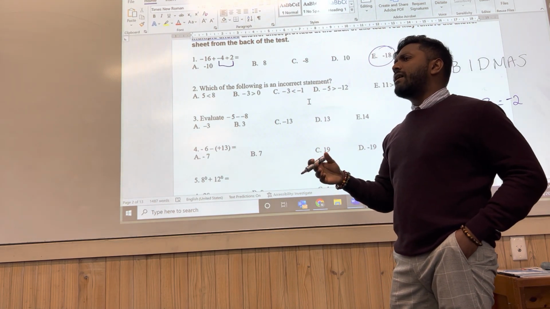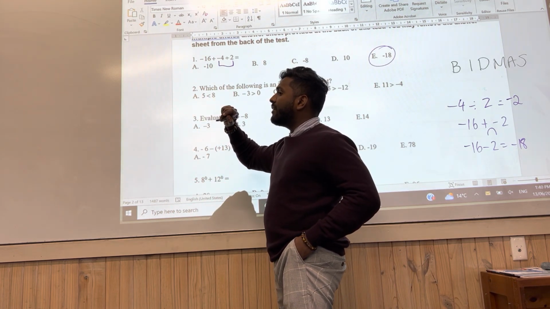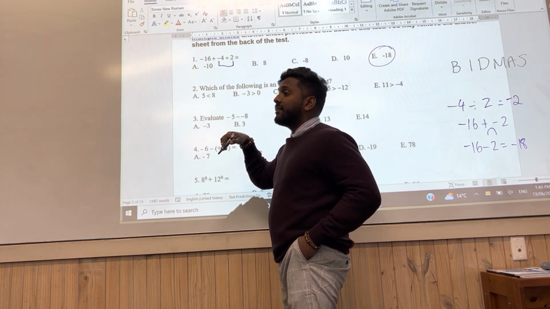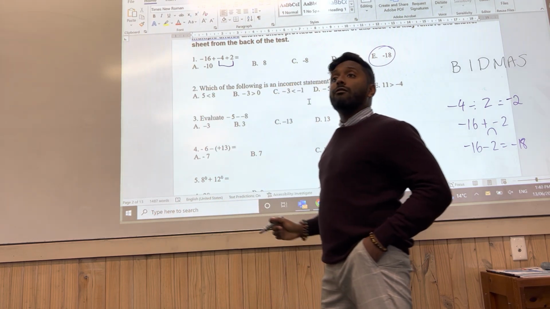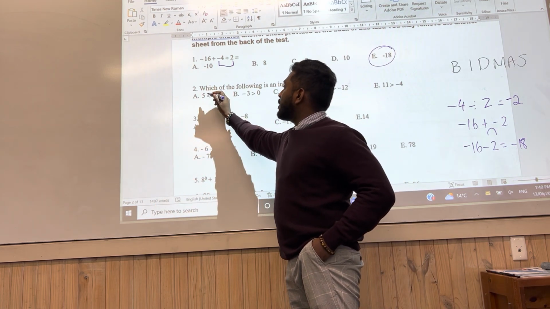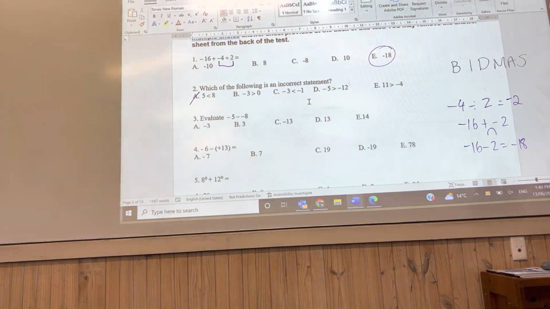Correct. Or what's another way to say it, Malale? This statement, 8 is bigger than 5 or... Sorry? Greater? What's another way to say the complete opposite? 5 is smaller than 8. Correct. 5 is smaller than 8. Is that a correct statement? Yes. Yeah, so that's not going to be counted. What about B? We're looking for what? The incorrect statement, yeah? Is negative 3 greater than 0?